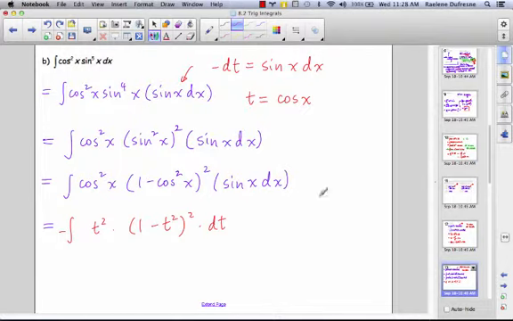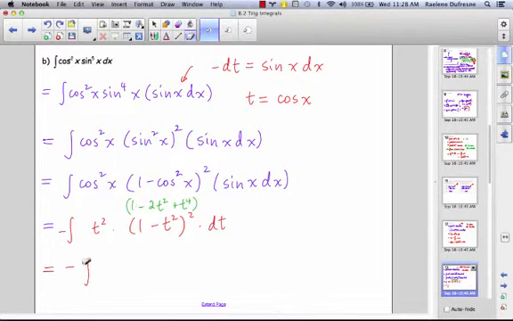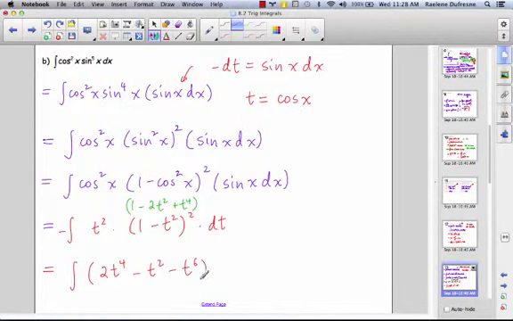And this is a basic antiderivative. We simply need to expand it, so we're going to get t squared times this quadratic expanded. So we're going to get 1 minus 2t squared plus t to the exponent 4, all multiplied by negative t squared. And so if we do that all in one step, I'm going to write my positive term first, so I'm going to get positive 2t to the 4 minus t squared and minus t to the 6 dt.